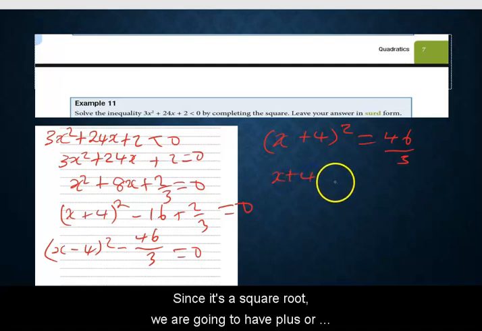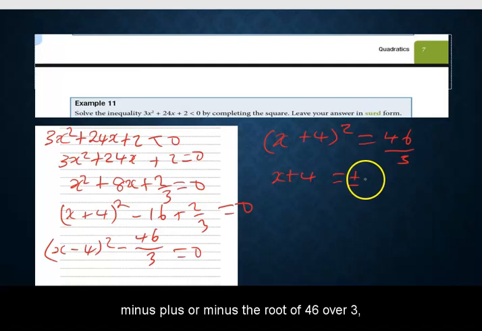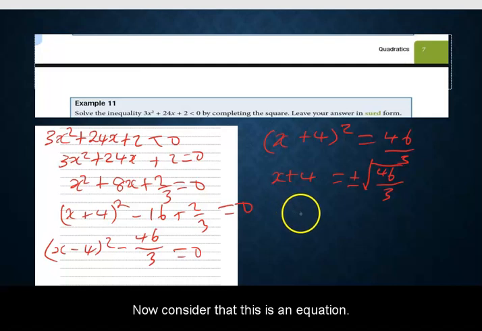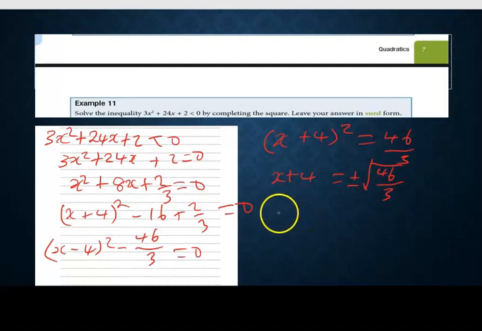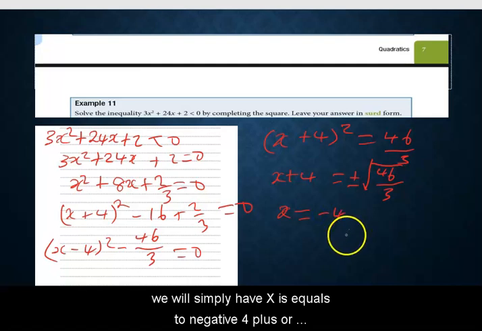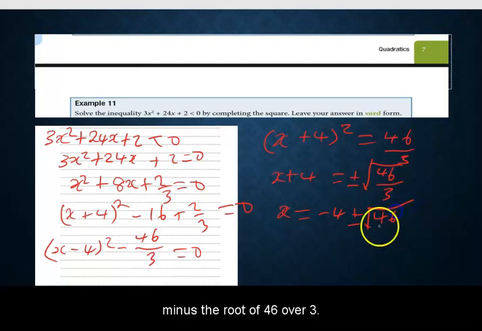For x plus 4, since it's a square root, we are going to have plus or minus the root of 46 over 3. Now consider that this is an equation. If we solve and take 4 to the other side, we will simply have x is equal to negative 4 plus or minus the root of 46 over 3.